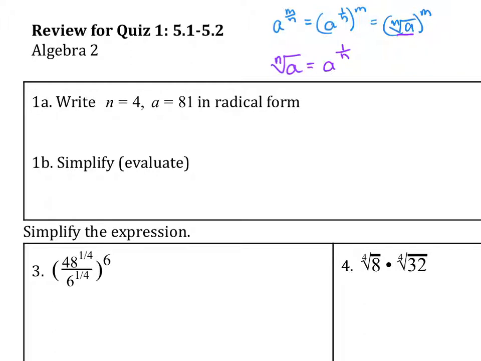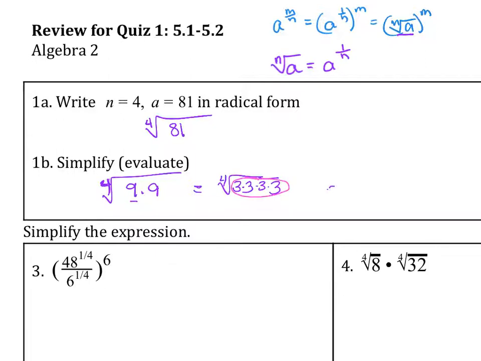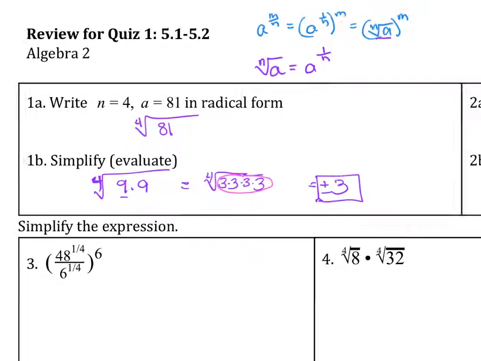So let's try letter 1a. N equals 4, so that's our index, of a, which is 81. That's the first step, write it in radical form. Now simplify or evaluate. So the 4th root of 81. If we break it down first, it's 9 times 9, and we need 4 of them because the index is 4. So the 4th root of 3 times 3, that's the first 9, and then another 3 times 3. I need 4 of them, so this is perfect. Therefore the answer is just 3, and it's even, so it's plus or minus 3. Okay, so remember the plus or minus.